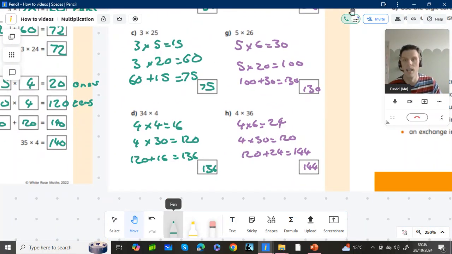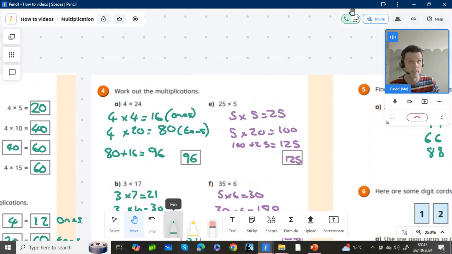For C, 3 times 25 is 75. For D, 34 times 4 is 136. For G, 5 times 26 is 130. And for H, 4 times 36 is 134. Okay, moving on to question 5.